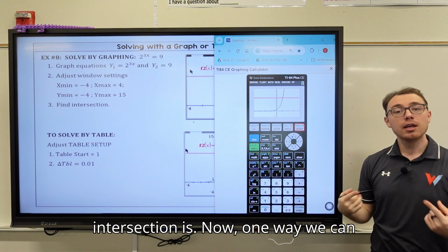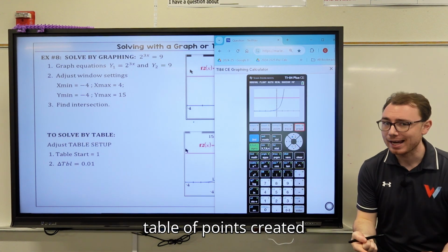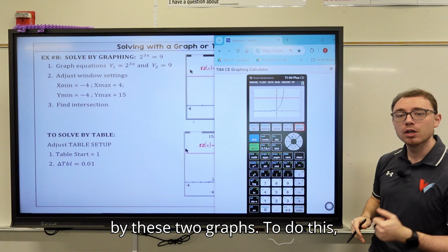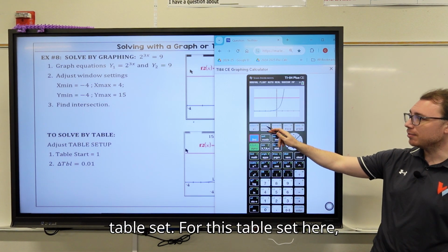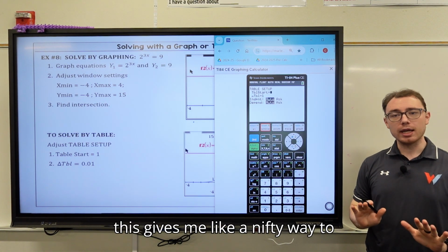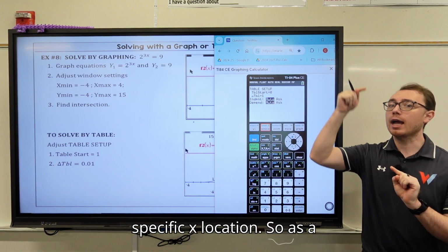Now, one way we can find an intersection is by looking at the table of points created by these two graphs. To do this, I'm going to hit second and go to table set. This table set gives me a nifty way to set my table value to go to a specific x location.